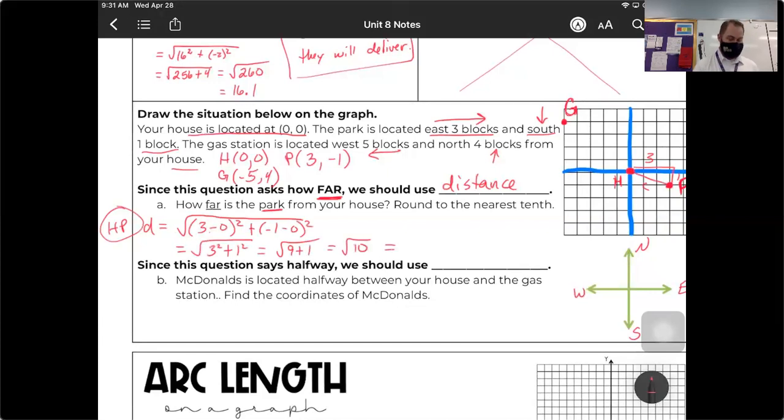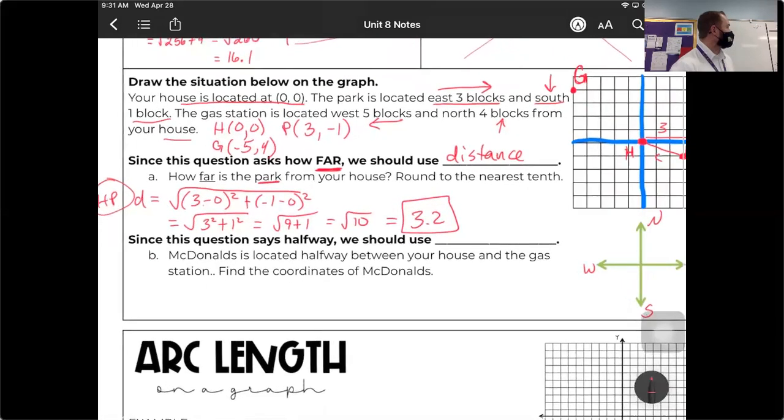What's the square root of 10? 3.2. So your house and park are 3.2 away from each other. We're measuring in blocks, actually. 3.2 blocks.